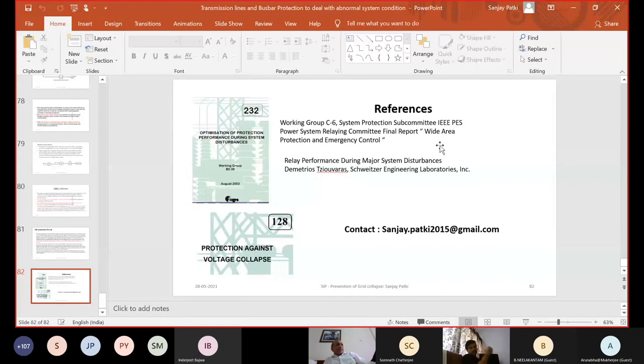But later on that practice, because of the reliability requirement, was discontinued, and Buchholz is always considered standalone, not interlocked with anything else. So I think we should leave Buchholz independent, because it is a very versatile and very reliable protection, and it takes care of incipient faults as well as heavy faults. So I think we should retain it as it is.